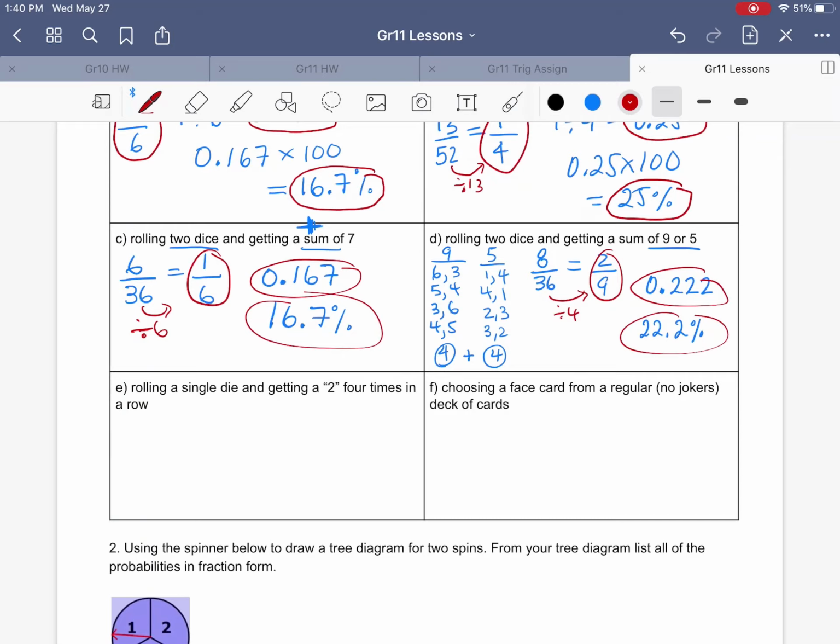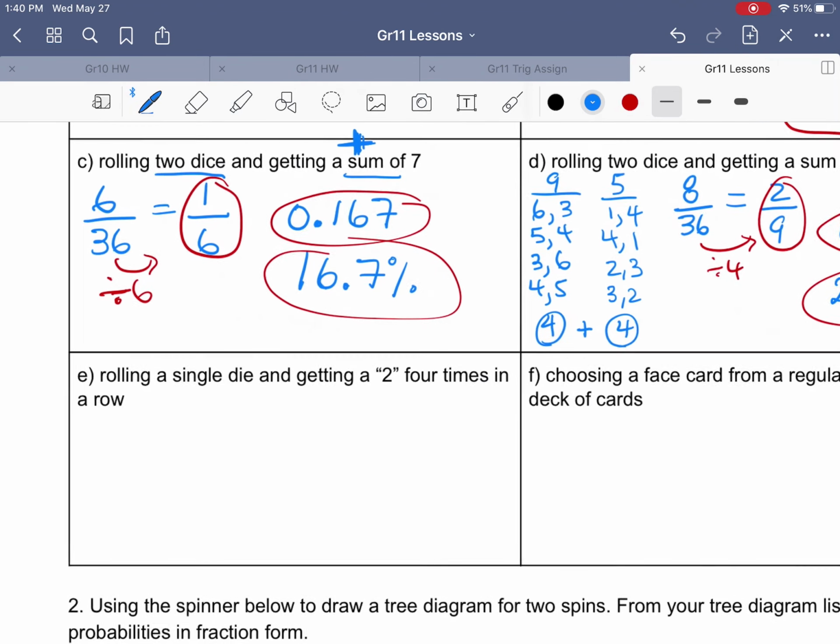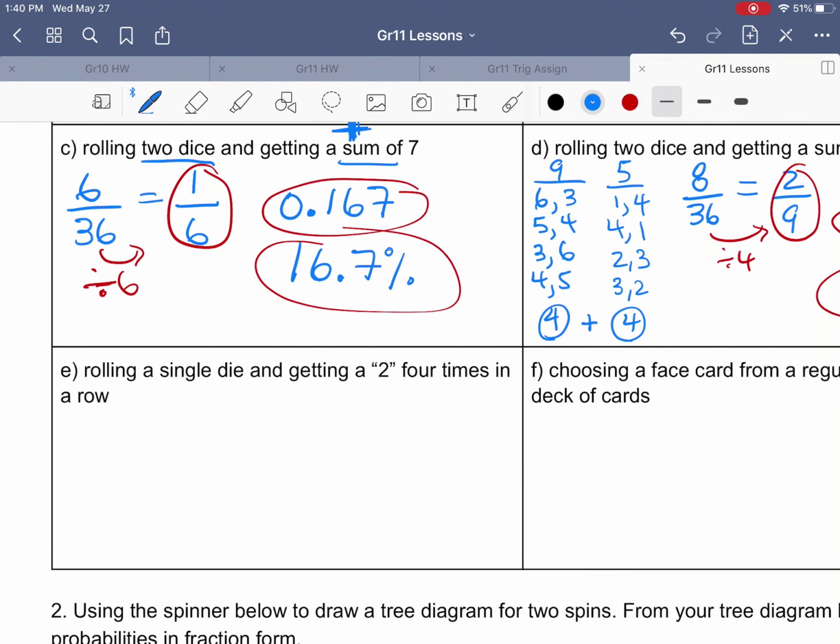Okay, let's do 2 more, then we're going to move on. So E, we're going to roll a single die and get a 2 4 times in a row. So if we roll a 2 once, we have a 1 out of 6 chance of doing that. And we can do that again, right? So every time we have a 1 out of 6 chance. And we're going to multiply these together. Okay, so we're rolling a 2 4 times in a row.